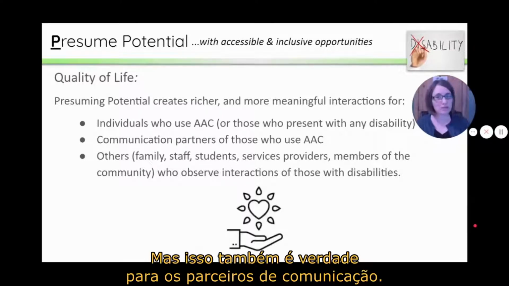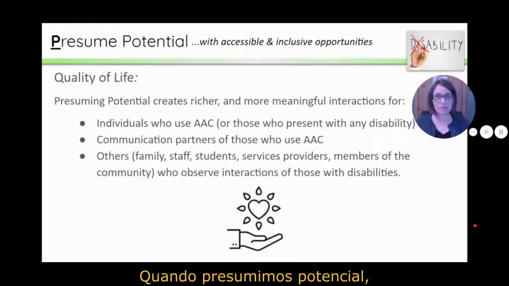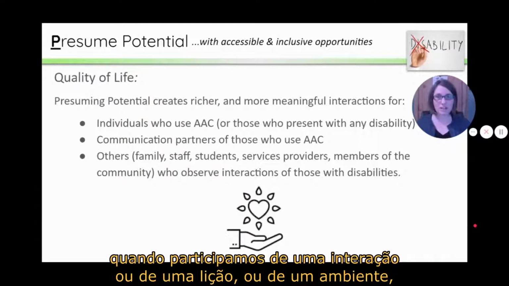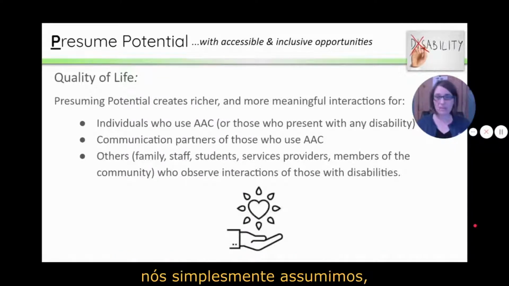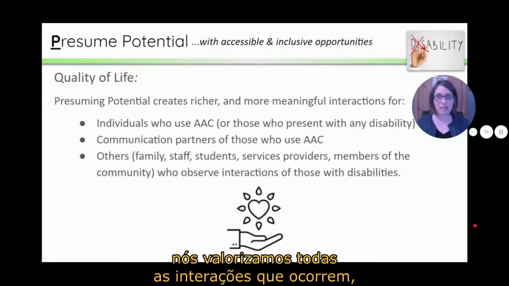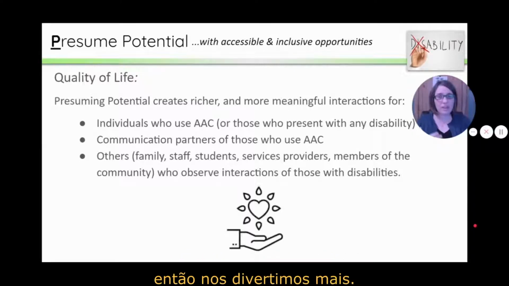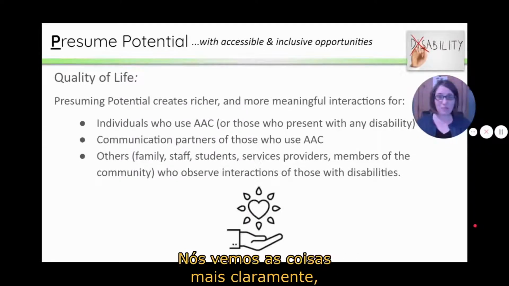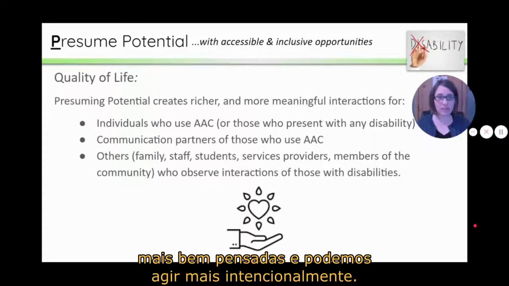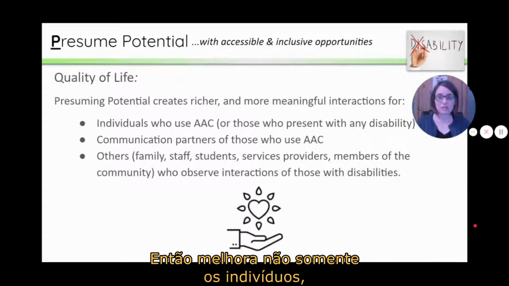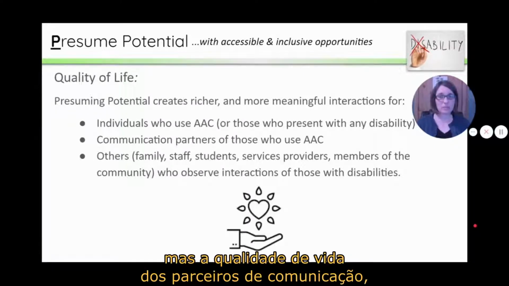But this is also true of communication partners. When we presume potential, when we go into an interaction or a lesson or an environment, and we just assume we hold value in all of the interactions that occur, then we have more fun. We see things more clearly and more thoughtfully, and we're able to act with more intent. So it improves not just the individuals, but also the quality of life of communication partners.